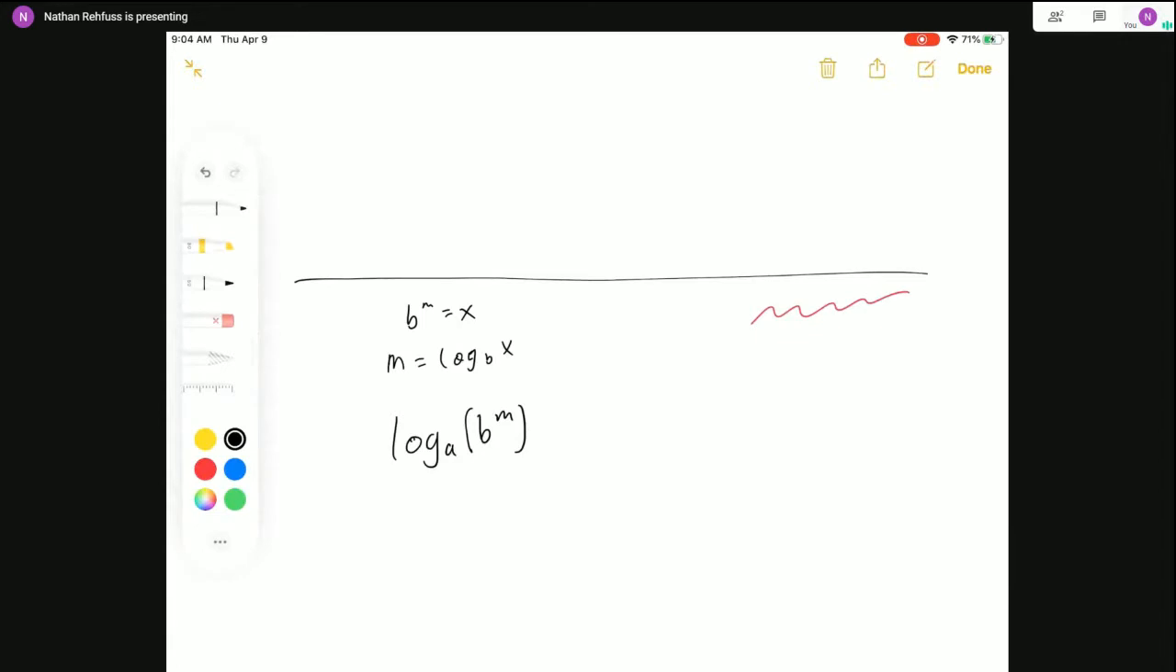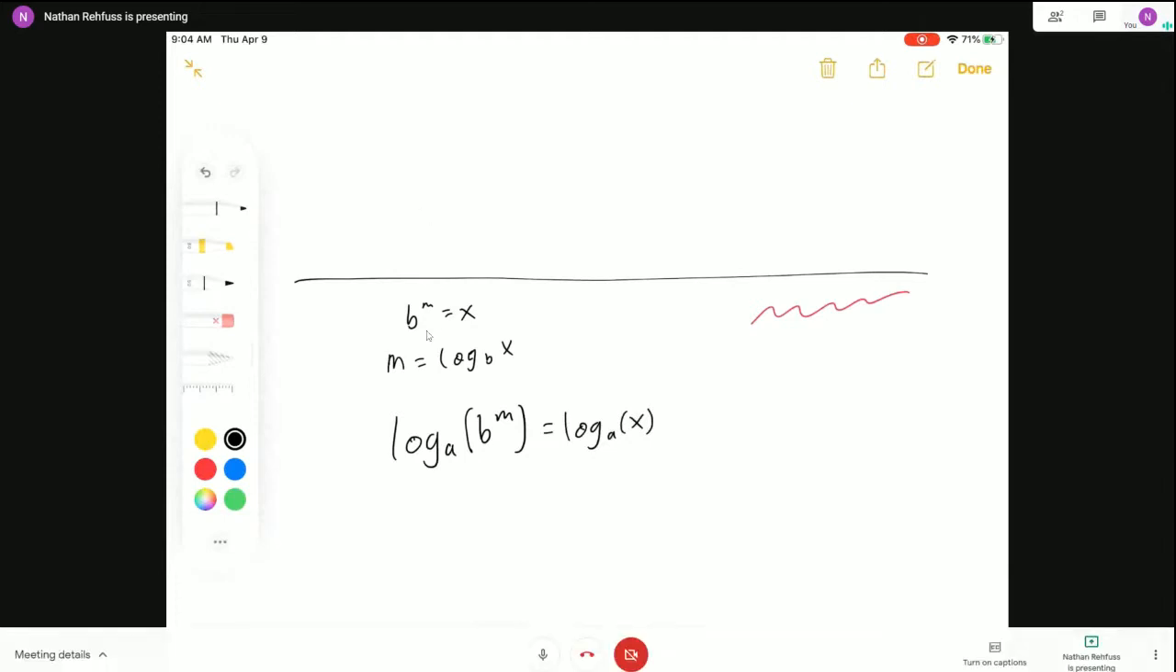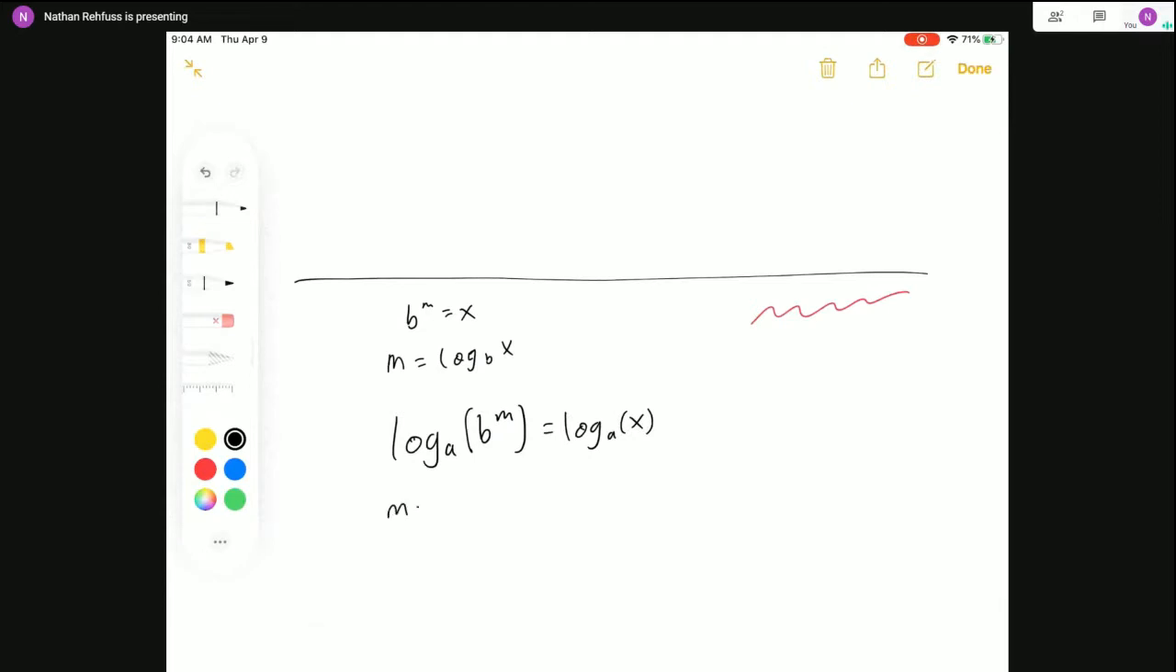Now, I know that that is equal to log base a of x, because x is b to the m. But I also know that it's equal to, I can use the exponent property and say m comes outside. So I know that m times log base a of b equals log base a of x.